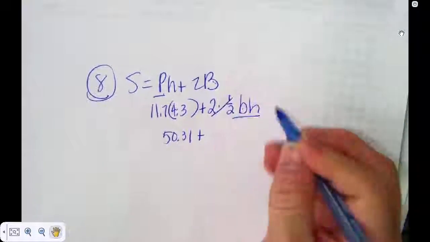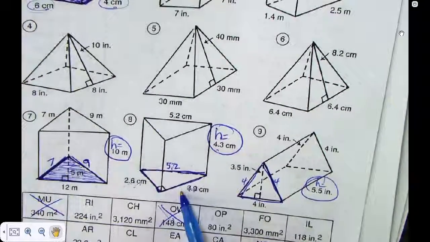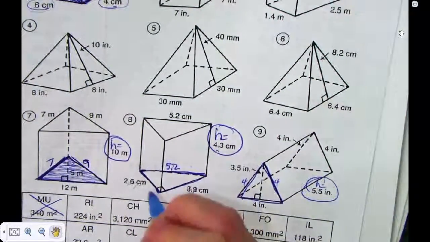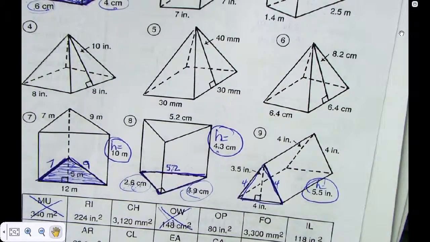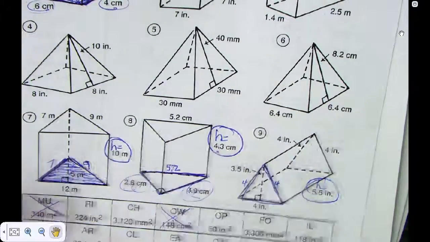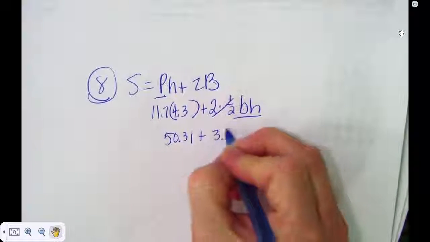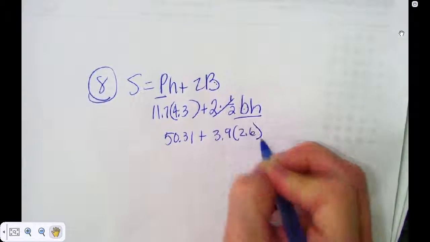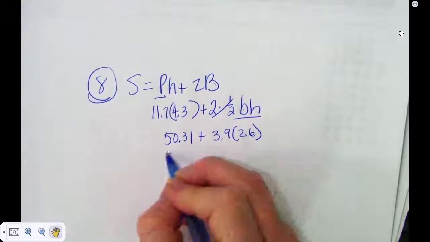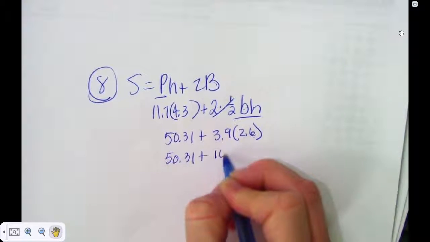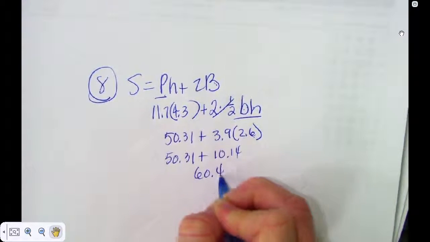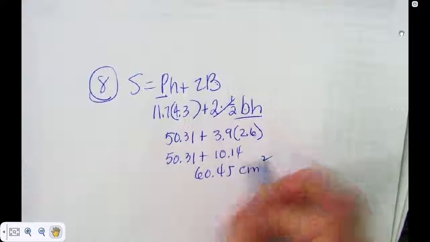Good. And then half of 2 is 1. What's the base of that triangle? Remember, on a right triangle, the 2 legs are the base and the height. So you could put 3.9 times 2.6 or opposite. And that's going to be 10.14, good, centimeters squared.